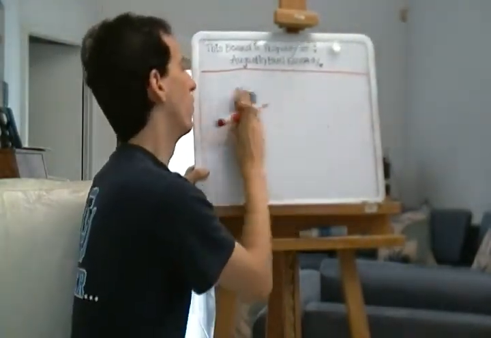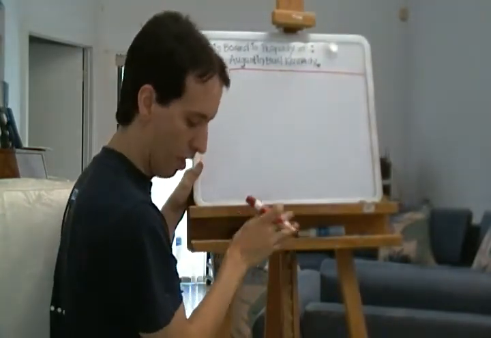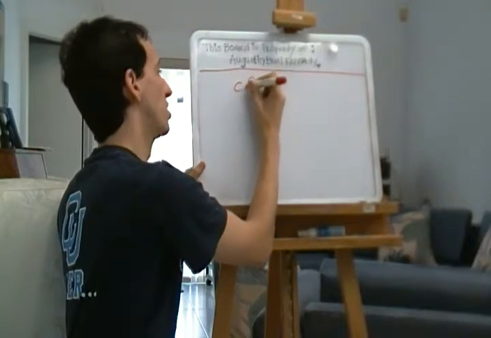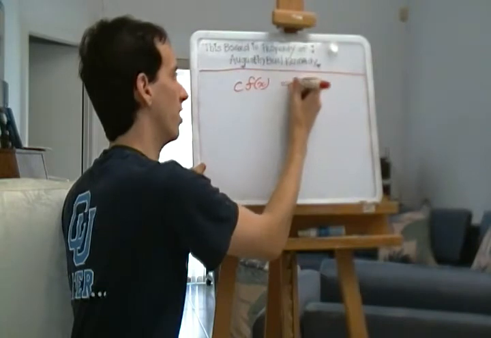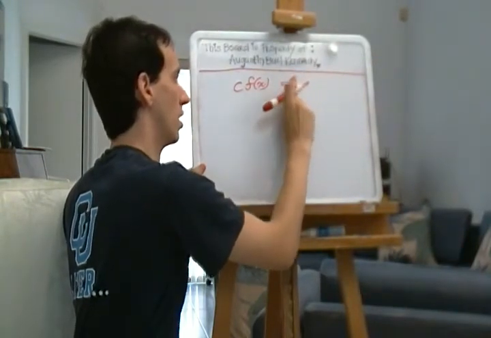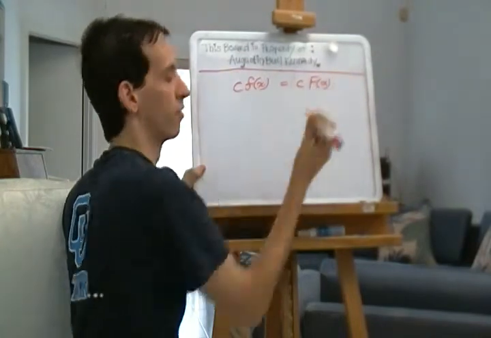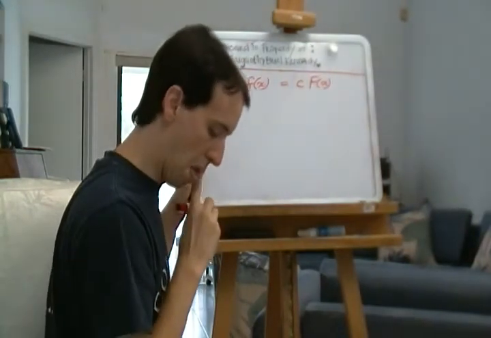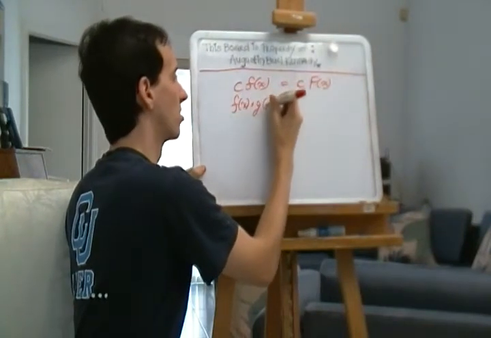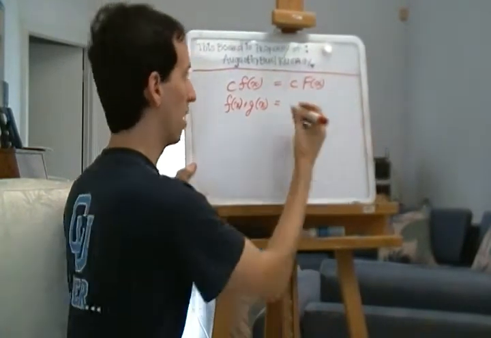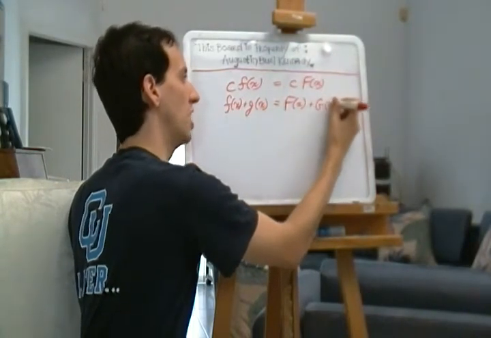Now, I'm going to give you a few antiderivatives that you'll probably know. If we have a constant c times a function, the antiderivative is going to be c times the antiderivative. Pretty easy. If we have f of x plus g of x, the antiderivative is going to be big F of x plus big G of x.